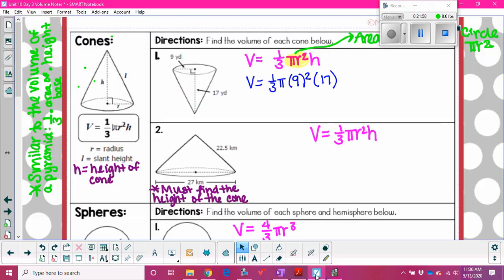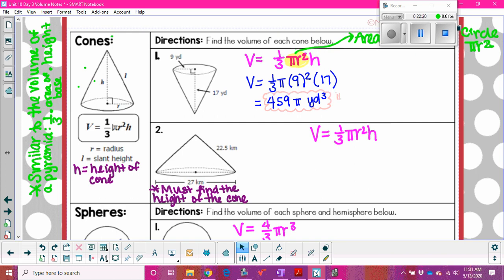So I'm going to come back over here, right? And I'm going to say this is 459. The most accurate answer here is 459 pi cubic yards. Okay, so that is in terms of pi. So I'm going to go ahead and circle this and give that as an answer.